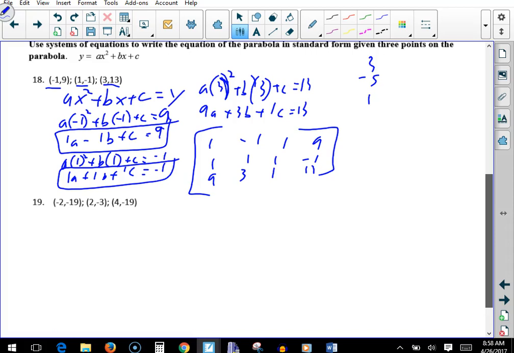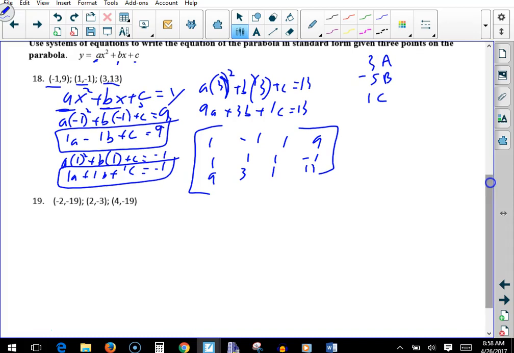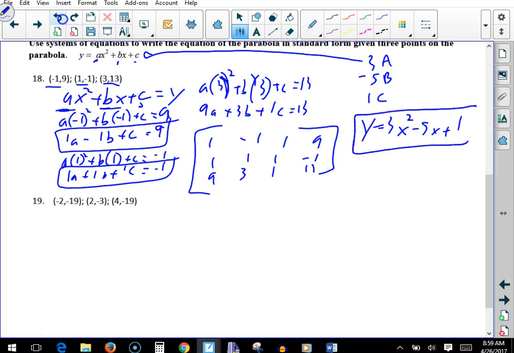Now in this case, it's not X, Y, Z. It's actually A, B, C. So all you have to do is look back to the original equation and plug these in right here. Y equals A, 3, and then put your X squared. Minus 5, that's my B, X. Plus C, which is not C, it's 1. And I'm finished.